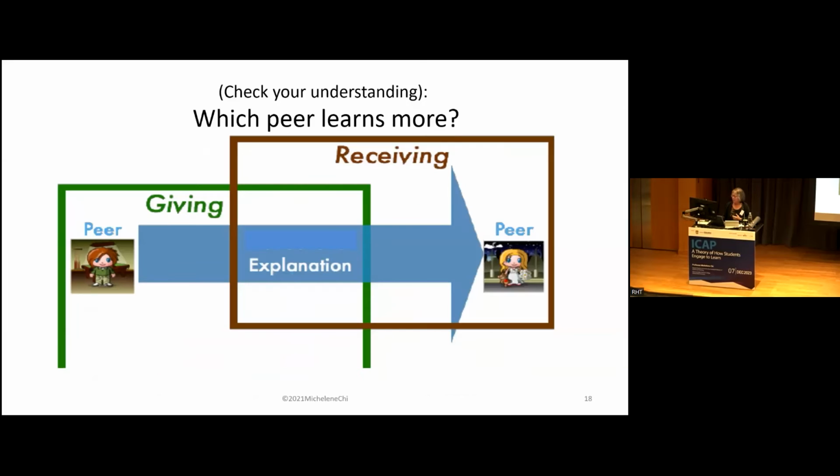Okay, check your understanding. We have two peers. One is giving an explanation, the other one is receiving an explanation. Which peer learns more, the one giving explanation or receiving explanation?